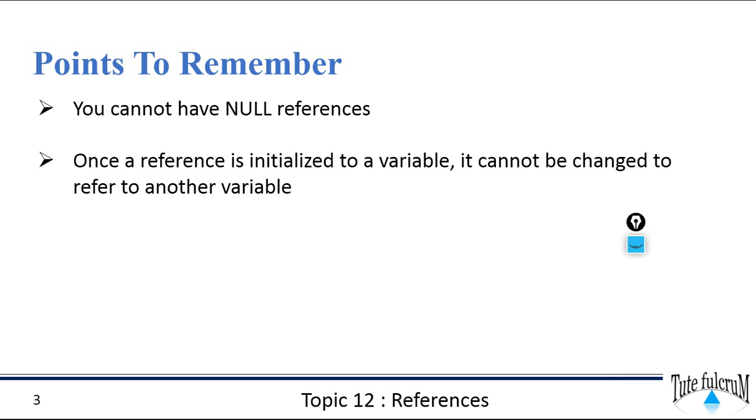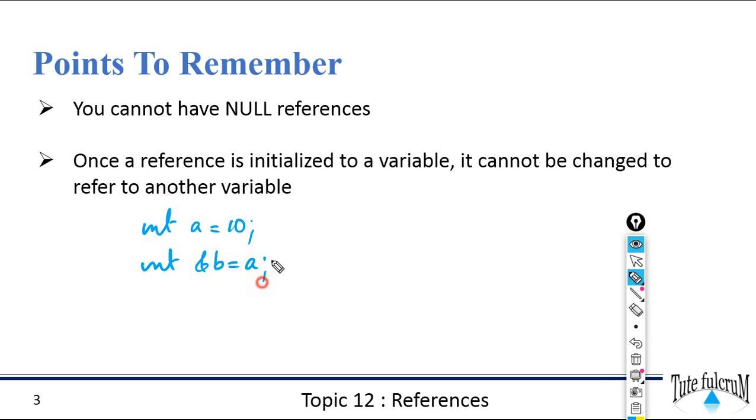Once a reference is initialized to a variable, it cannot be changed to refer to another variable. This is important. Let's take a scenario like this. We have a and I'm going to create b as a reference to a. Let's say we had one more variable c. Now you cannot make this b further refer to c. This is not possible. If you have used b as a reference to a, you cannot reuse it anymore.